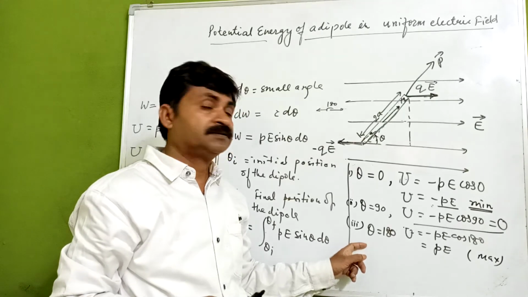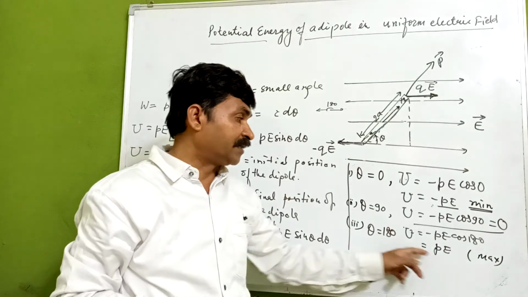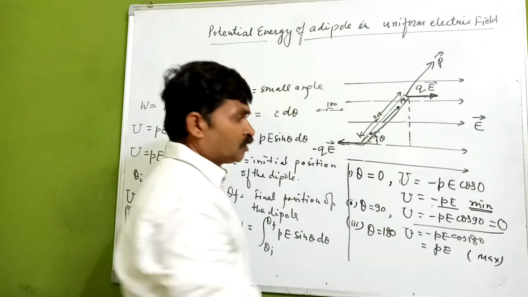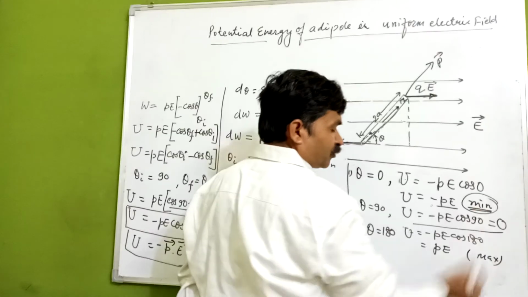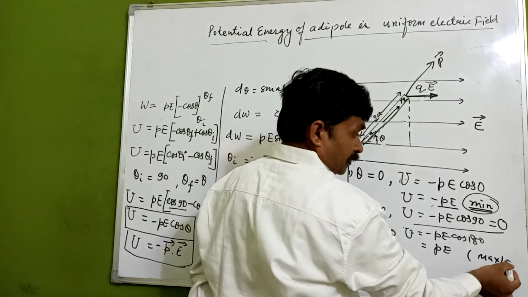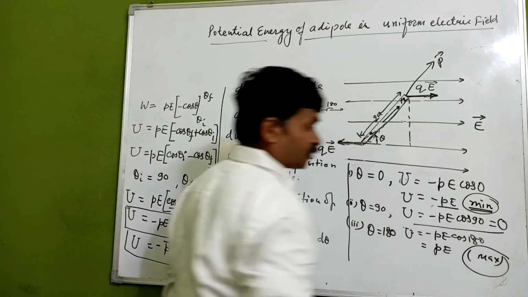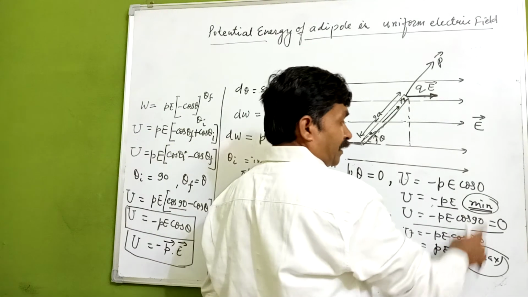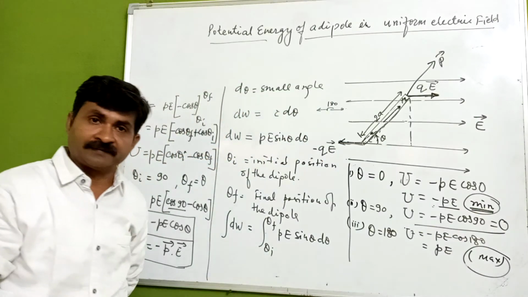Okay, here theta is equal to 180 degrees, PE, which is maximum. So this minimum is giving you the position of stable equilibrium, and this maximum is giving you the position of unstable equilibrium.